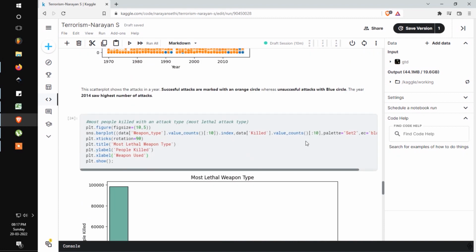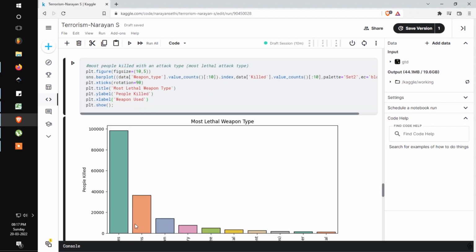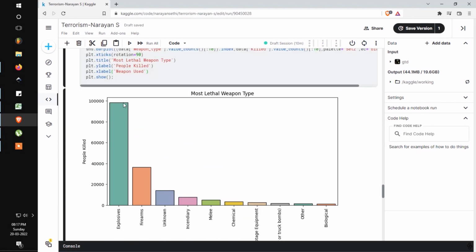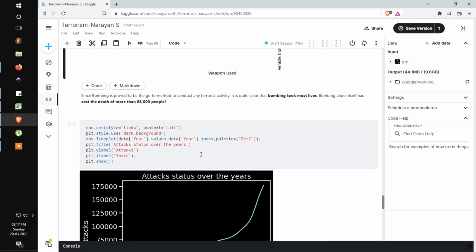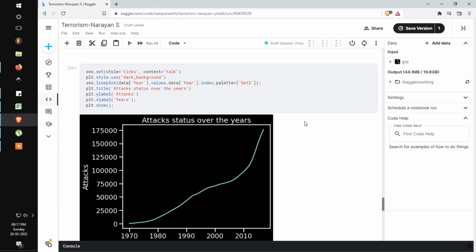The next one is the most lethal type, which has killed the most number of people, and it is clear that explosives have killed the most number of people as compared to any other weapon. The explosive bar is really high compared to the other ones.